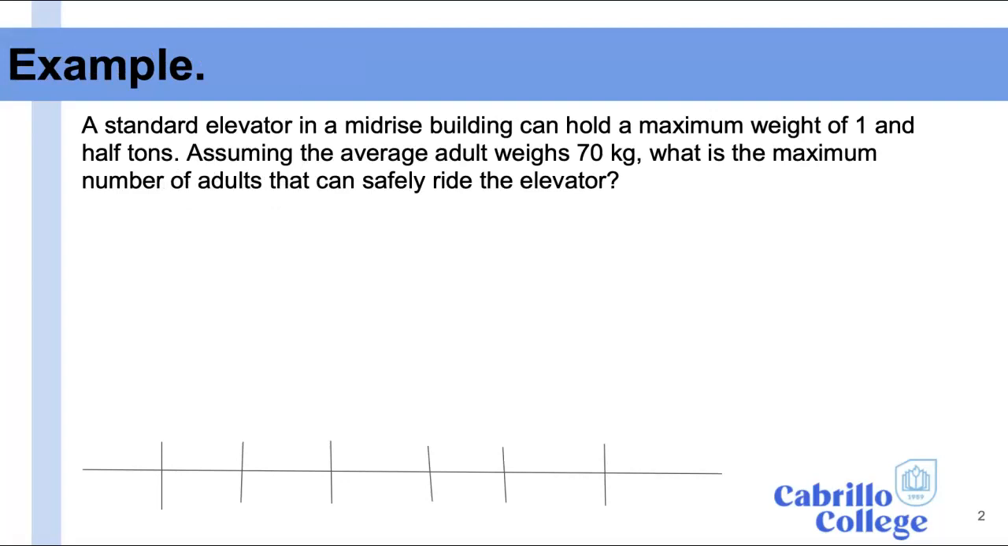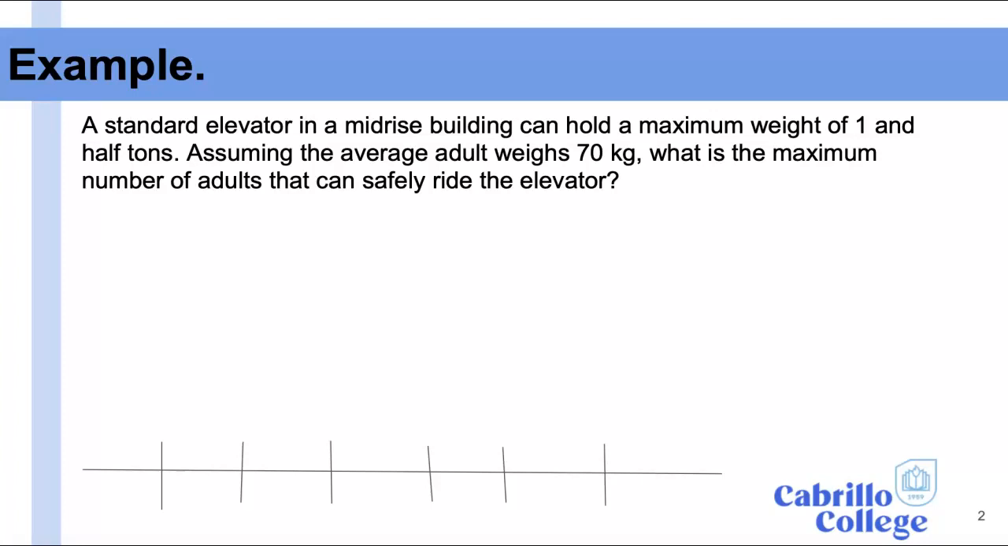So let's move on to an example where we will be using the railroad method, as I like to call it. The question is, a standard elevator in a mid-rise building can hold a maximum weight of 1.5 tons. Assuming the average adult weighs 70 kilograms, what is the maximum number of adults that can safely ride in the elevator? So we start with 1.5 tons, which is an English unit.